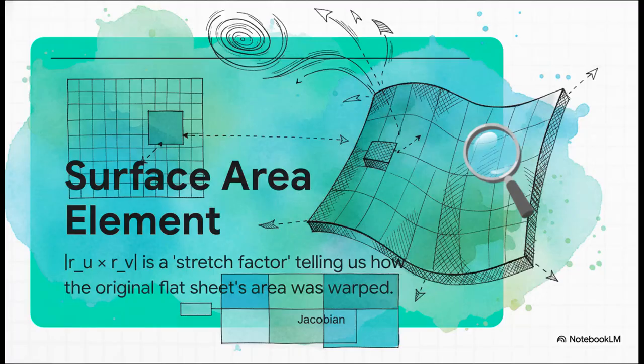It should. And here it is, the big reveal. The magnitude of that normal vector, the length of r_u cross r_v, that is the surface area element. Think of it like the Jacobian, but for surfaces. Let's go all the way back to our original analogy. This value is a correction factor. It's a fudge factor that tells us exactly how much that tiny little square on our original flat graph paper got stretched or maybe squished when we warped it into our final 3D surface.